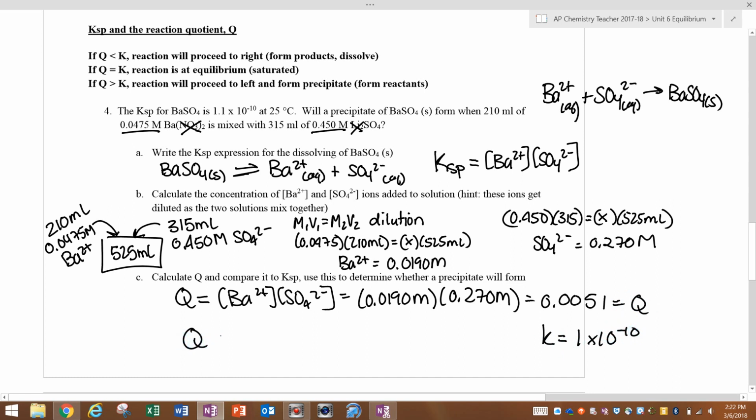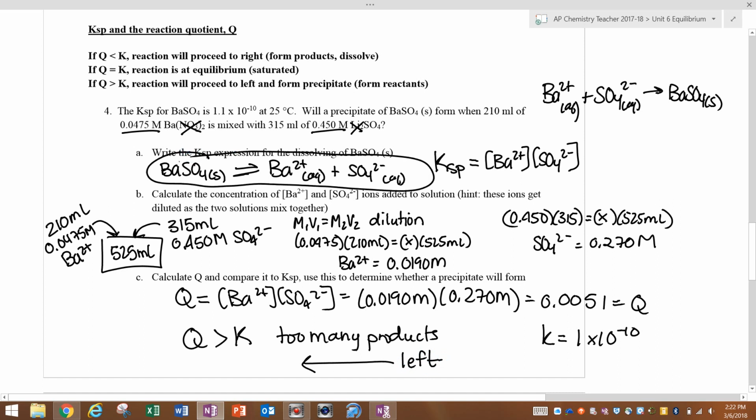So it looks like Q is much bigger than K. That means I've got too many products. That's how I think of it. It's too big, I got too many products. That means the reaction is going to proceed to the left. And if I think about what that means, look back up at my reaction, proceeding to the left means that you make the solid, which we call the precipitate. So the question asked me, will I form a precipitate? Yes, because the reaction is going to proceed to the left because Q is greater than K. So that is how we would solve this type of problem.